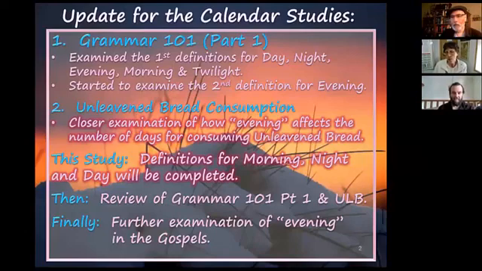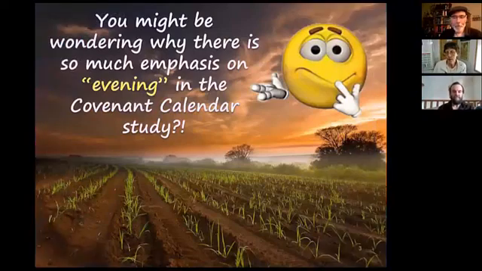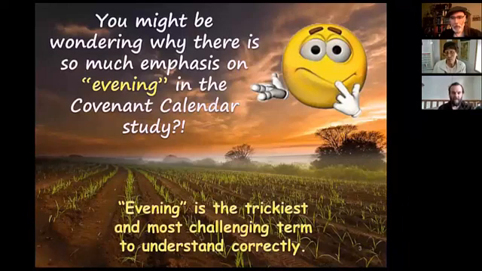So you might be wondering why there is so much emphasis on evening in the Covenant Calendar study, and the reason is the word evening is the trickiest and the most challenging term to understand correctly. You'll find this first mentioned in Genesis 1:5. It is mentioned before the word morning. This is where the study has to be understood. And this is where the problem is with our Messianics and our Hebrew roots and many of our feast-keeping friends. If they would just do a study on the word evening, they would realize that sunset does not begin Yahuwah's day.